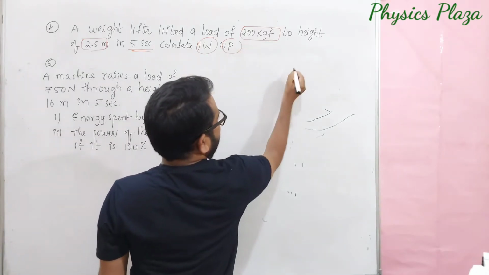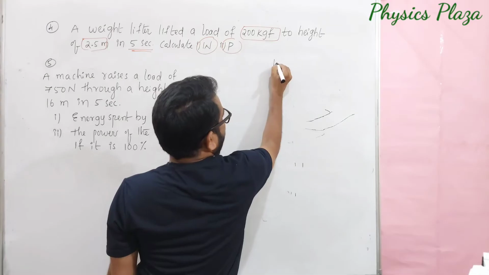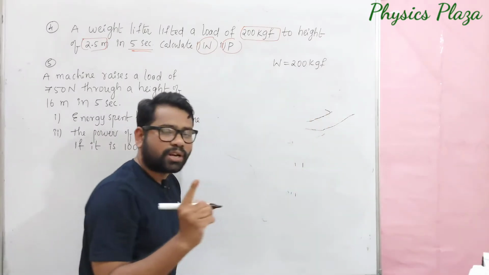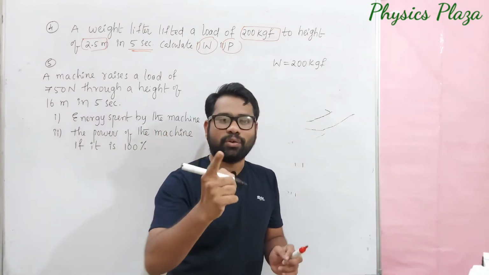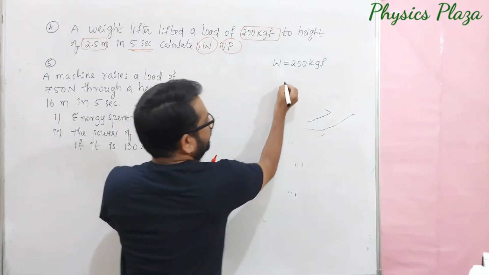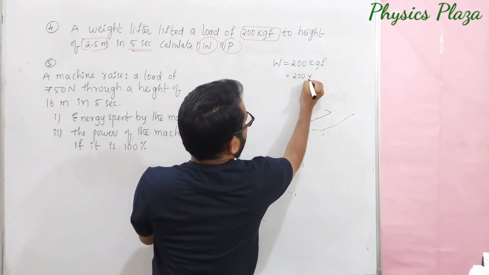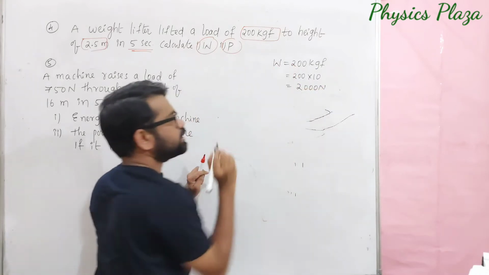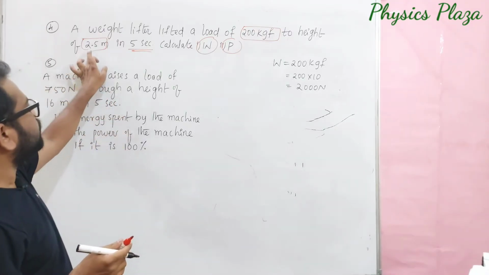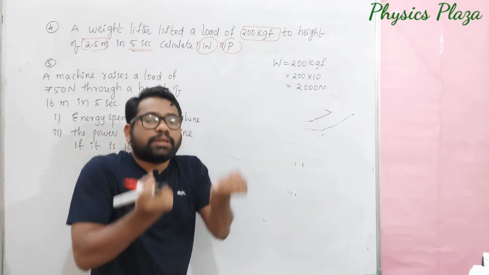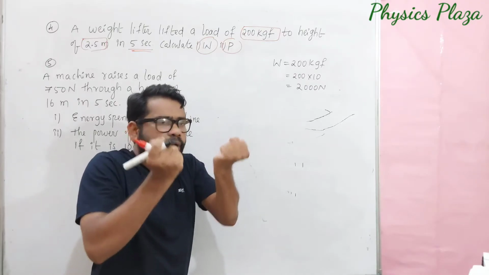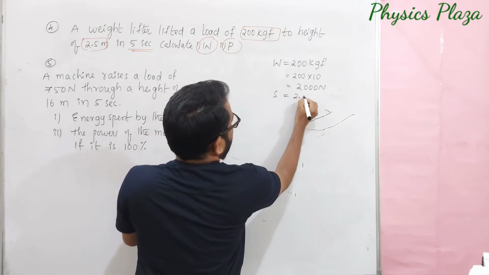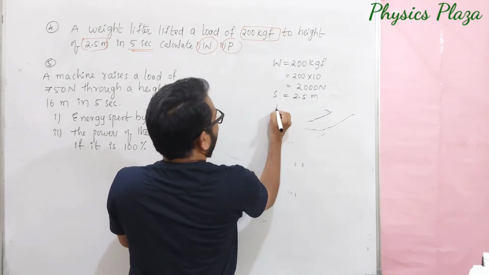So what is given here, dear children? W is given as 200 kgf. But dear children, 1 kgf is equal to 10 newtons. So we have to convert kgf into newtons. So it will be 200 into 10, which is 2000 newtons. And the height to which the weight lifter is lifting the body is 2.5 meters. So here displacement or distance is given as 2.5 meters in 5 seconds.